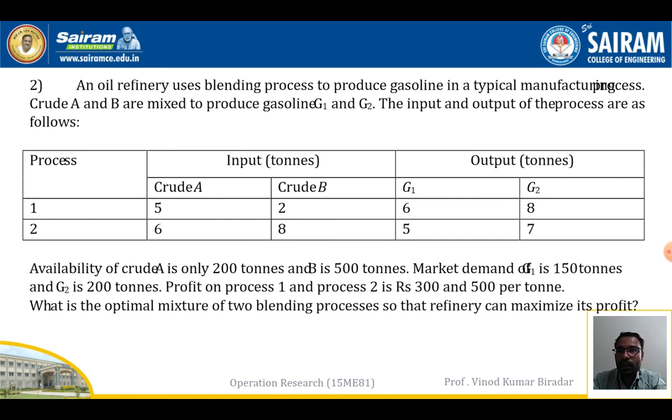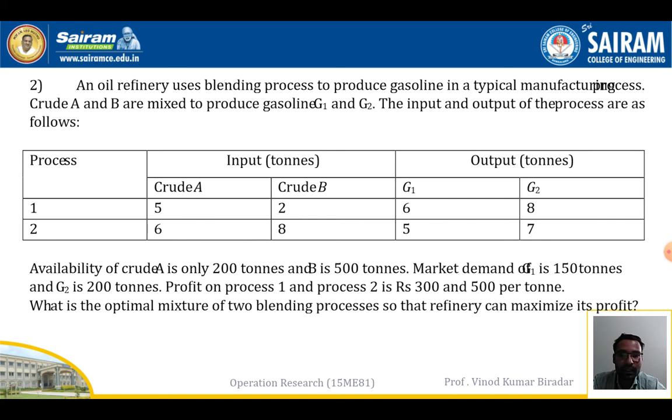An oil refinery uses a blending process to produce gasoline. In a typical manufacturing process, crude A and B are mixed to produce gasoline G1 and G2. The inputs and outputs of processes 1 and 2 are given in the table below, in terms of tons. Crude A and B inputs are 5, 6 and 2, 8, and the outputs are 6, 5 and 8, 7. The availability of crude A is only 200 tons and B is 500 tons.